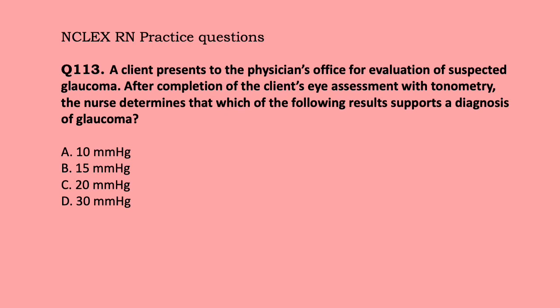NCLEX RN Practice Questions. Question 113. A client presents to the physician's office for evaluation of suspected glaucoma. After completion of the client's eye assessment with tonometry, the nurse determines that which of the following results supports a diagnosis of glaucoma? A. 10 mm of mercury.